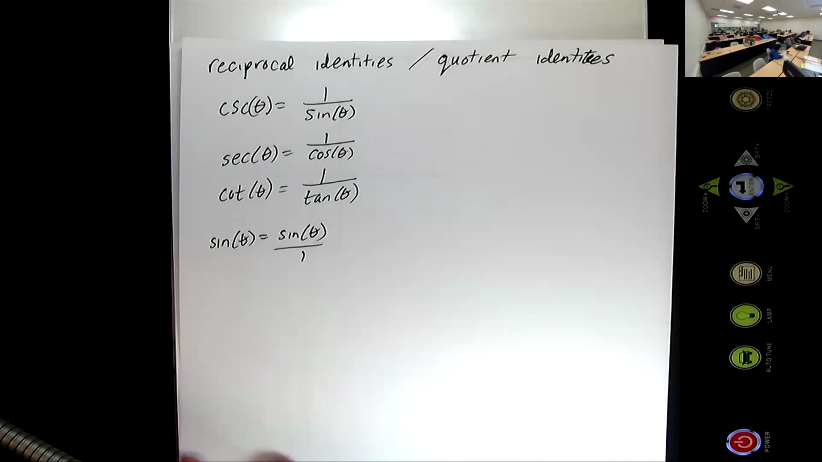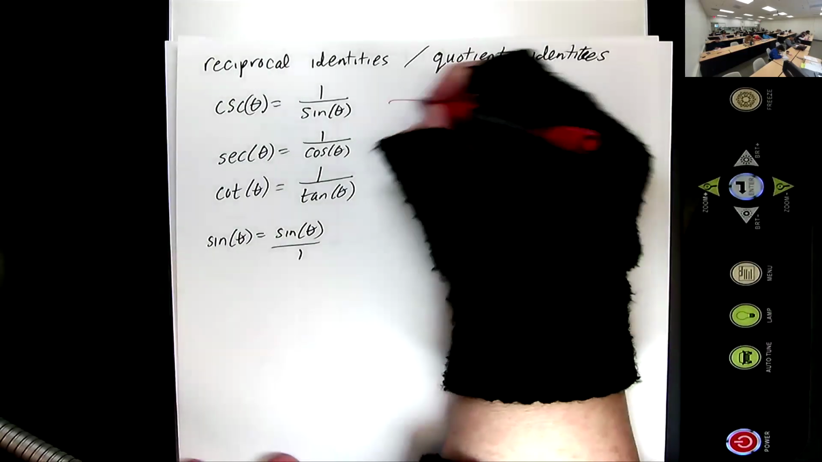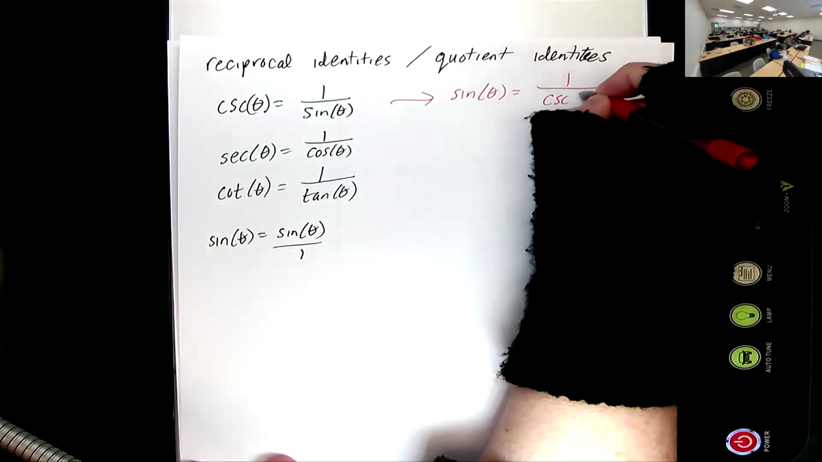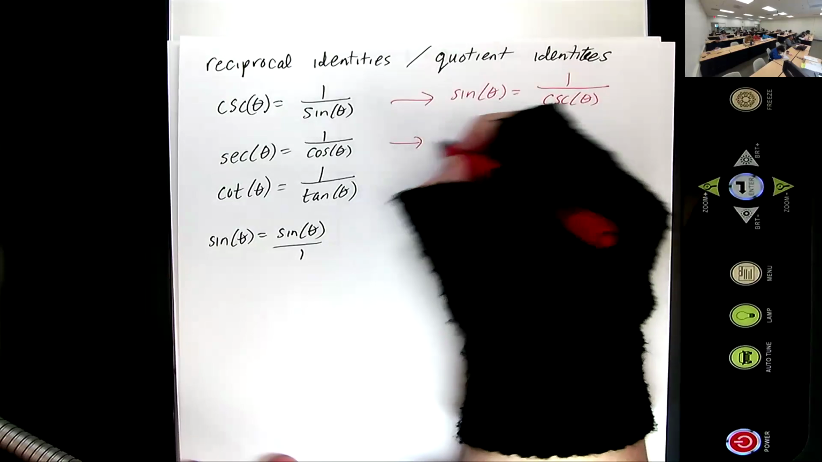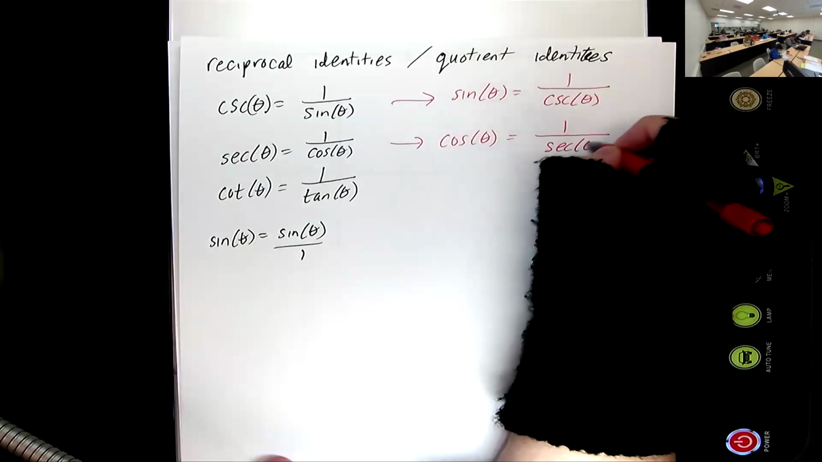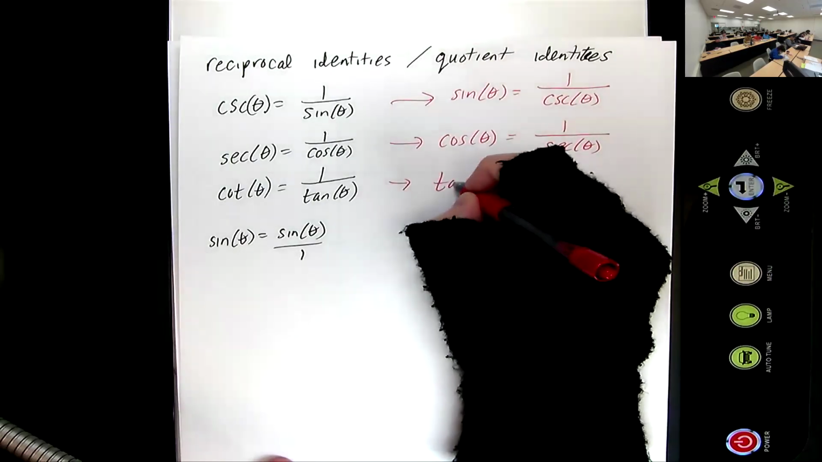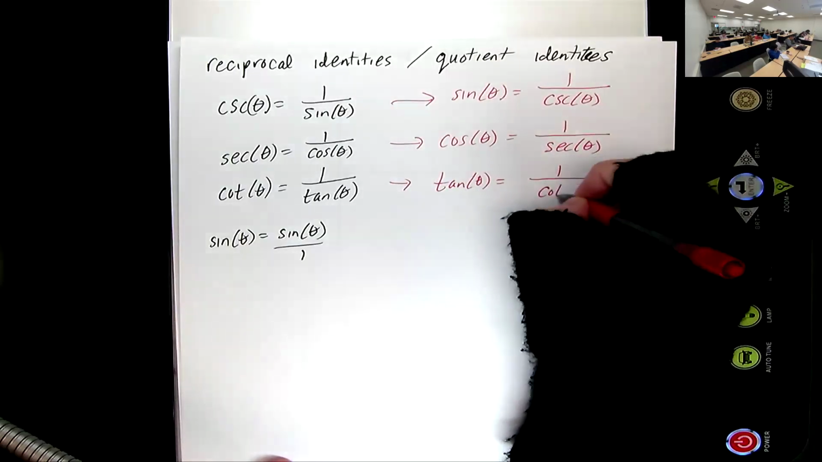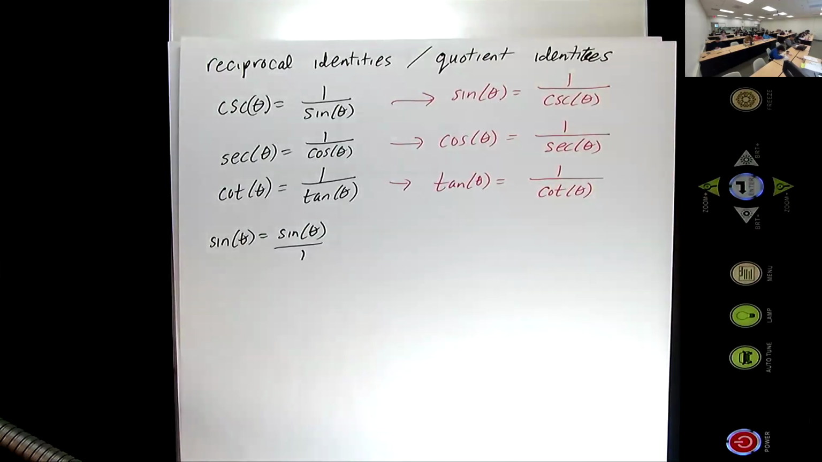The same is true if I flip both sides here. I can just as well say sine theta is 1 over cosecant theta. Cosine theta is 1 over secant theta. And tangent theta is 1 over cotangent theta, just by flipping that equation over. So reciprocal means flip it.